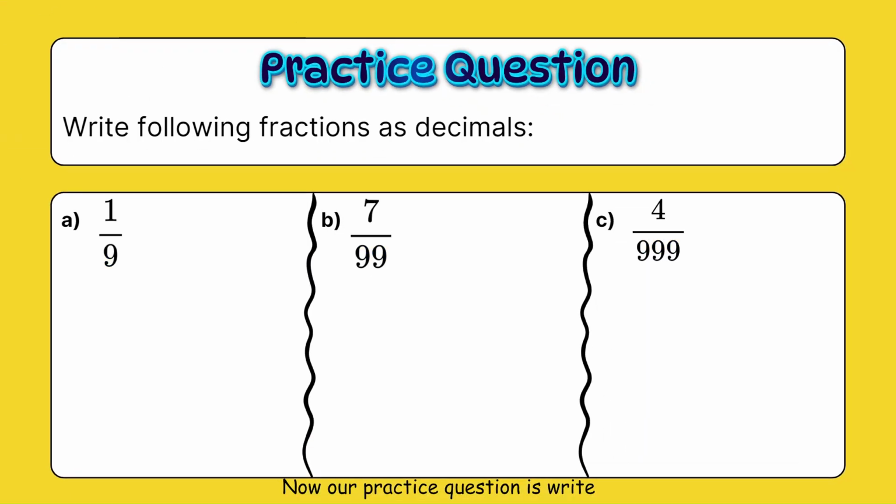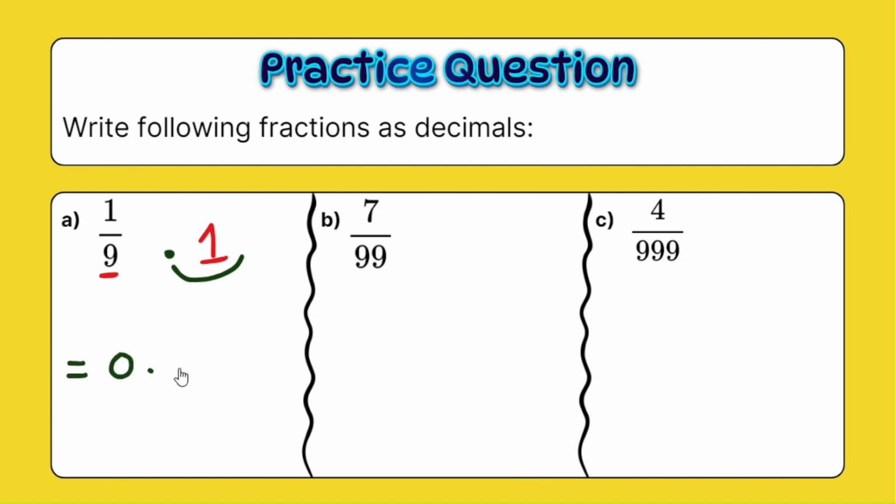Now our practice question is, write the following fractions as decimals. A, 1 over 9, B, 7 over 99, and C, 4 over 999. A is 1 over 9. We only have 1 9. That means our decimal point is going to go one step back from 1. So that would be over here. So the answer would be 0.1.